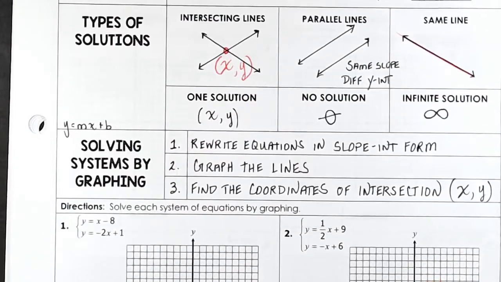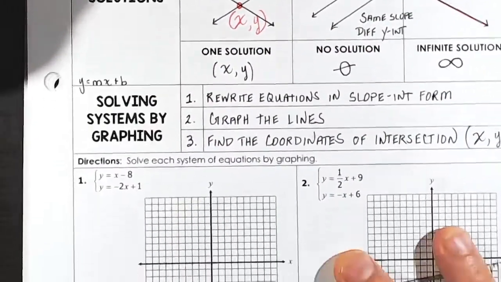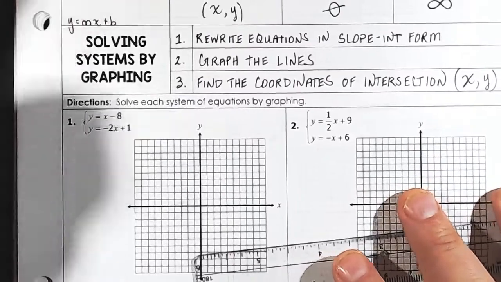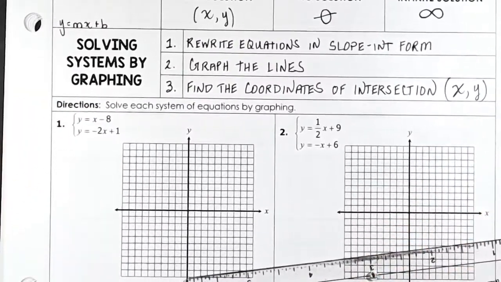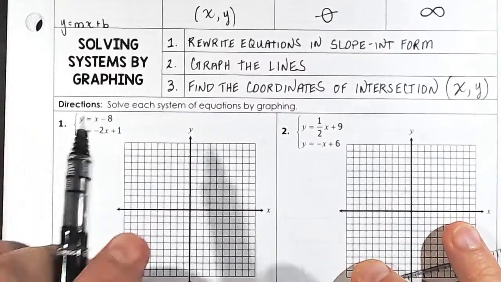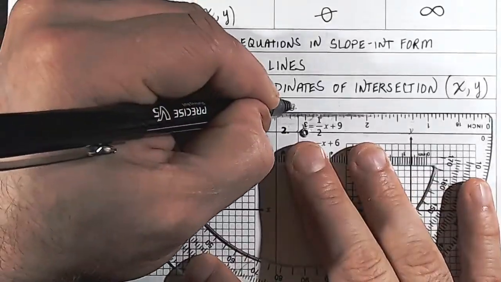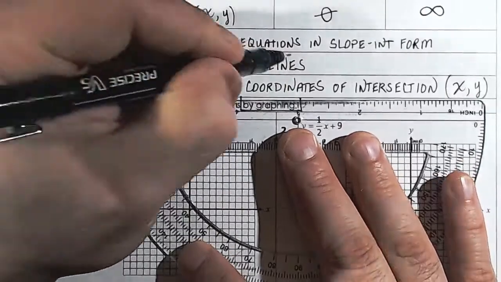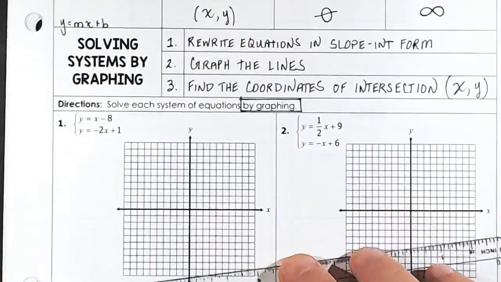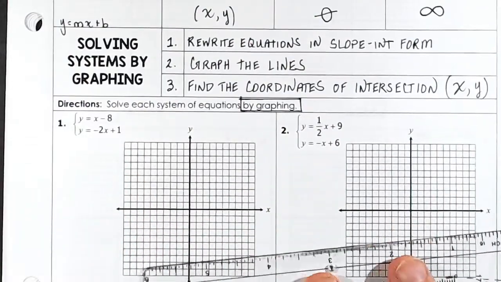Okay, so now that we know our three types of solutions and we know how we solve systems by graphing, we'll actually look at some examples here and solve these systems by graphing. This is important. In these homework assignments, you'll be asked to solve using a variety of different methods. And it's important that where you're asked to solve by graphing, you do so by graphing.